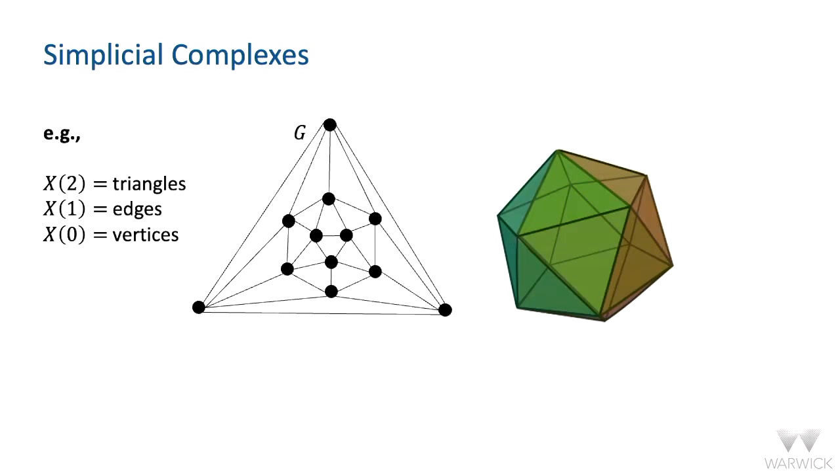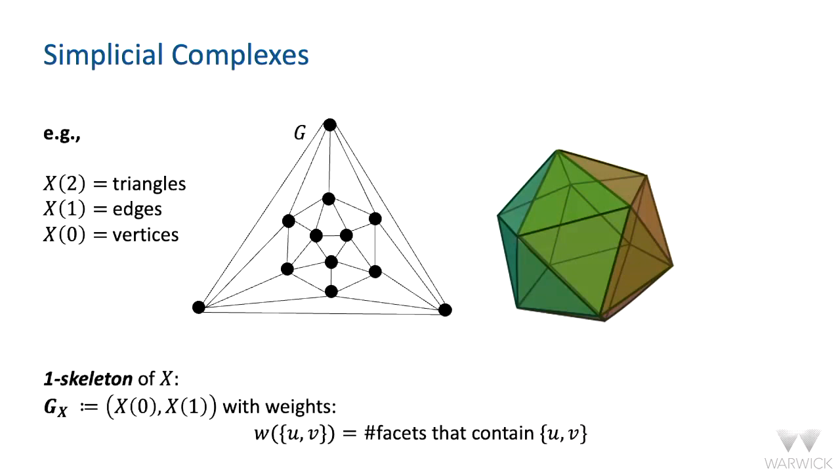In the middle, I'm showing you the so-called one-skeleton of this complex. What is a one-skeleton? It's a graph. Its vertices are faces of dimension 0, or X_0. Its edges are faces of dimension 1. Now, a one-skeleton in general is a weighted graph. The weight of every edge is the number of facets that contain that edge. So in this example, the weight of every edge will be 2 because every edge is in 2 triangles. I haven't written the weights, but they're all 2.